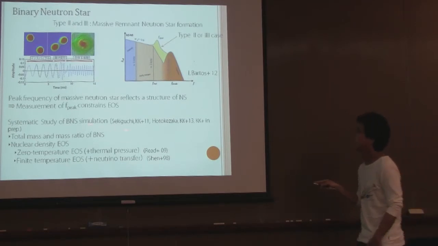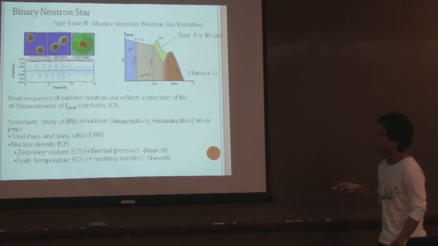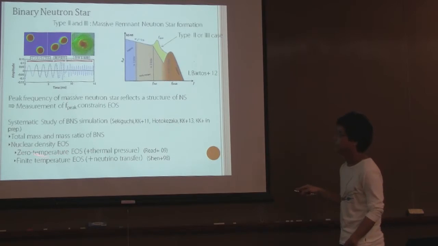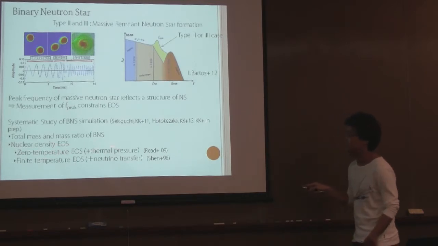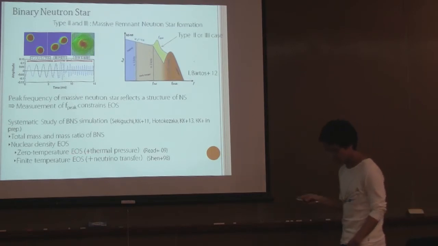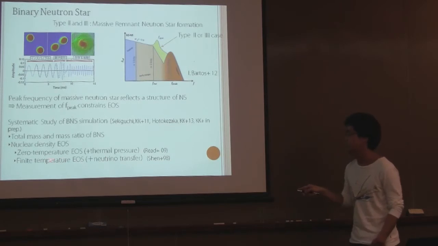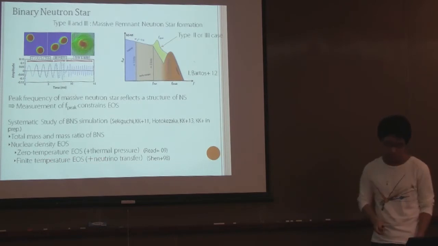We explore this problem in two directions. One direction is to use the nuclear theory-based zero temperature equation of state, adding thermal pressure, which is a sort of parametric study. And the other is that we use a finite temperature equation of state together with neutrino cooling.